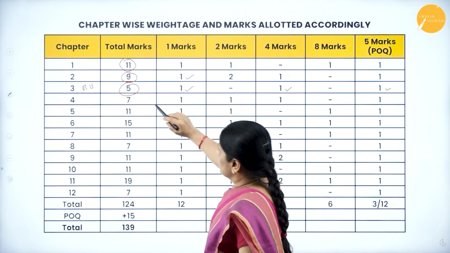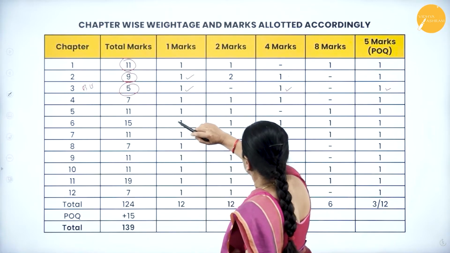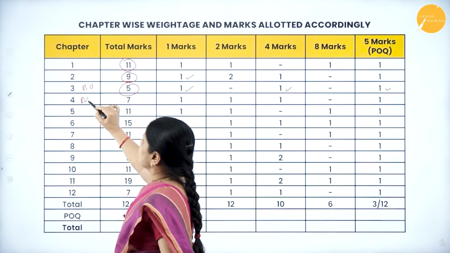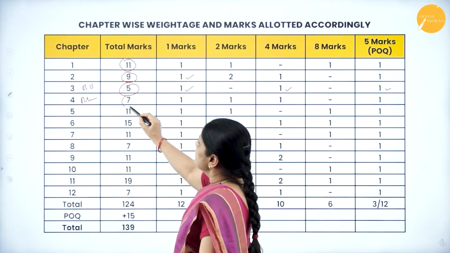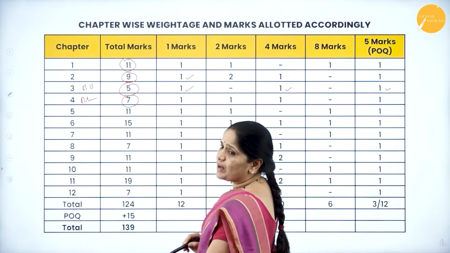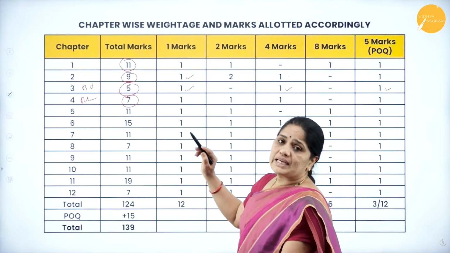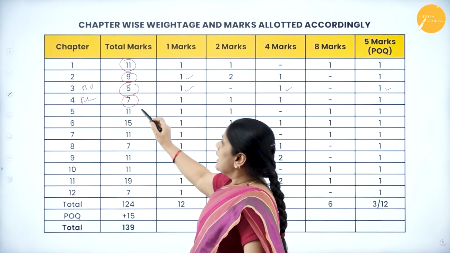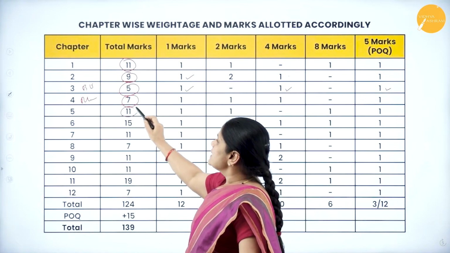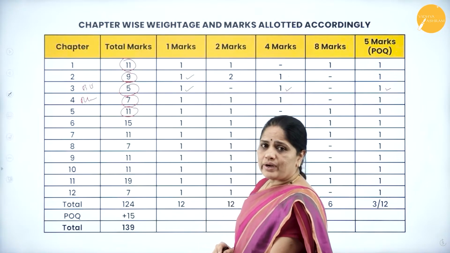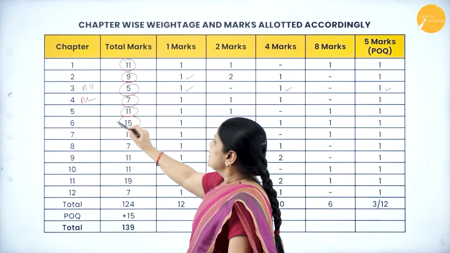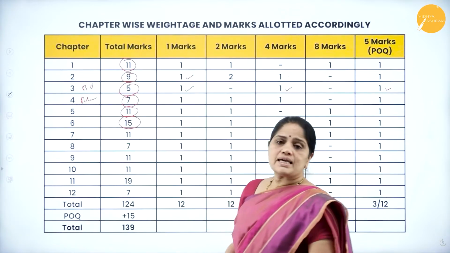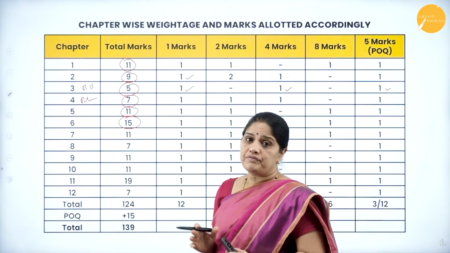Then the fourth one is planning. What is the total marks allotted to this chapter? There are 7 marks. From the planning chapter, we can score 7 marks. From the next, the organizing chapter, we will be scoring 11 marks. And from the staffing chapter, we will be scoring 15 marks.